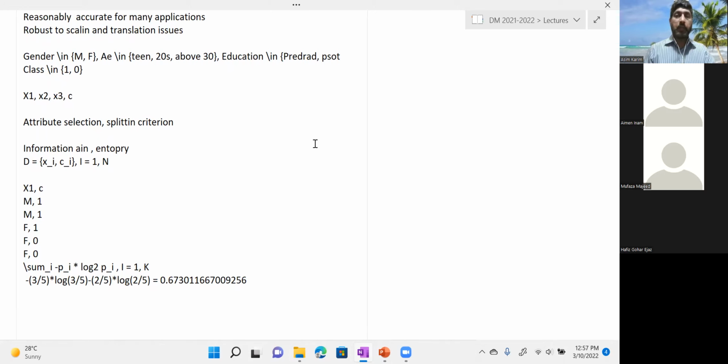So if I select x1 as the attribute, it will have 2 branches. One branch would be male, the other branch would be female, because there are 2 possible values of x1. So if I follow the branch of M, which is male, I get a class of 1. Meaning that if you follow the branch of M, you're filtering the data on M.